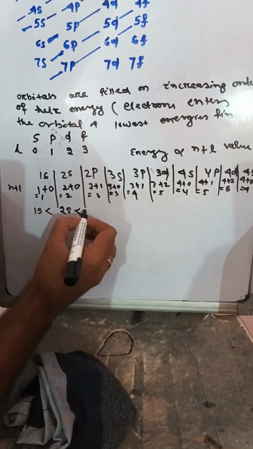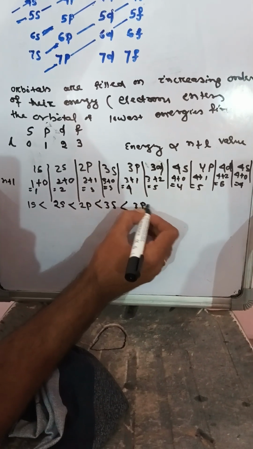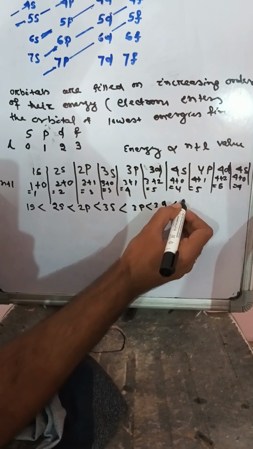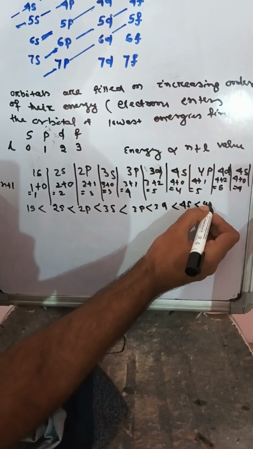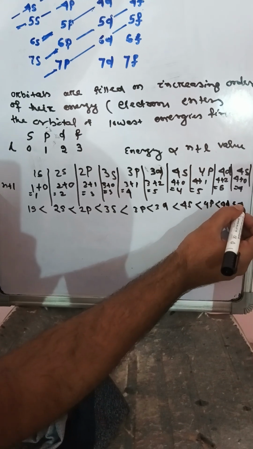2s, less than 2p, less than 3s, less than 3p, less than 3d, less than 4s, less than 4p, less than 4d.